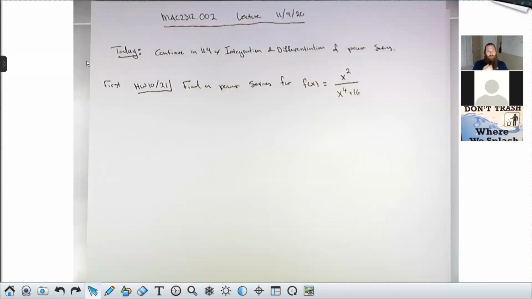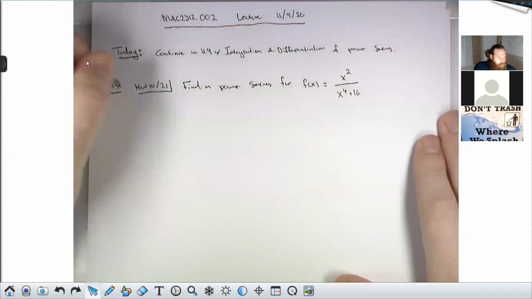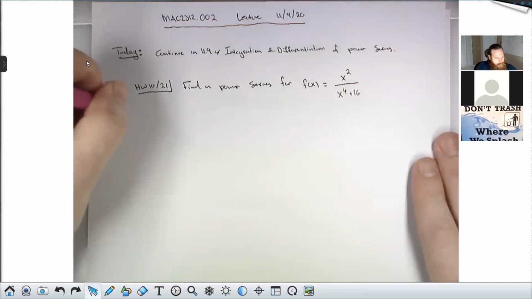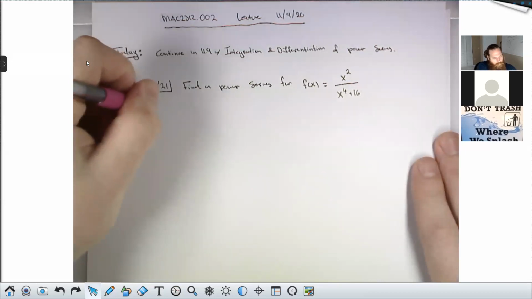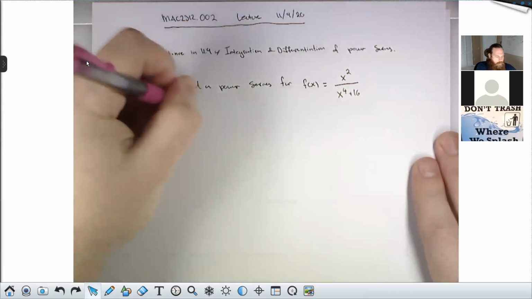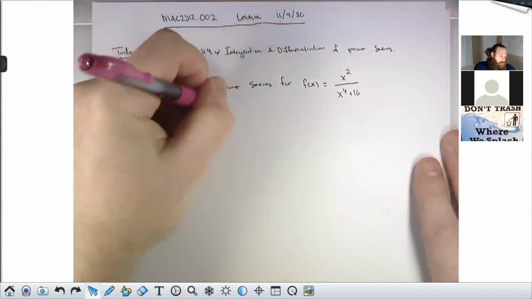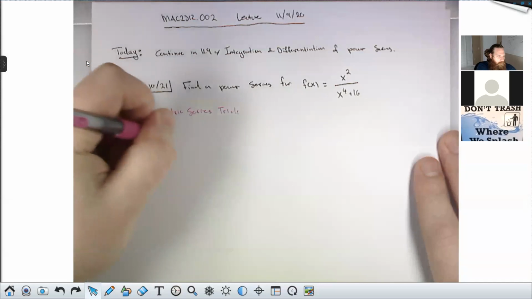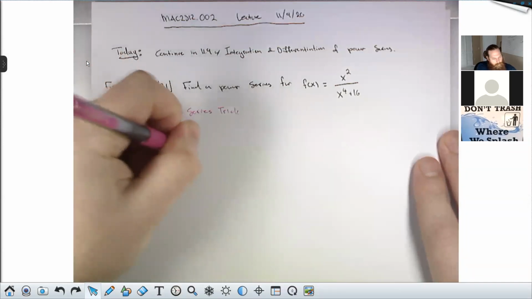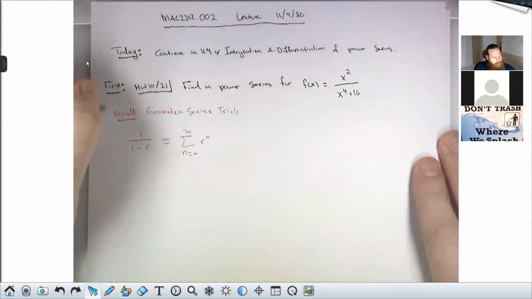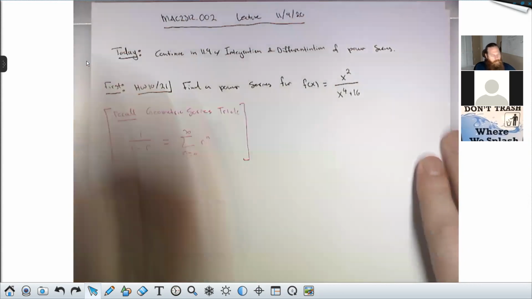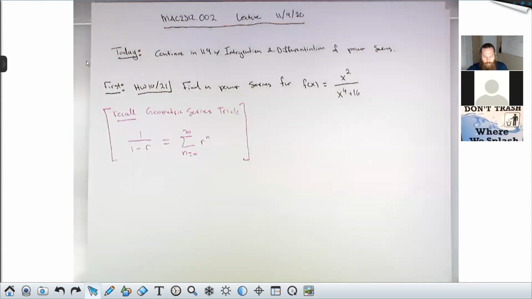All right. So 21, 22, very similar. They all require the same sort of thing, namely the geometric series trick. So recall, this was the primary thing we talked about last time. The geometric series trick is just that 1 over 1 minus r is sigma n from 0 to infinity, r to the n. Right? This is what we use as our jumping off point for all of the homework problems last week that asked you to find a power series.